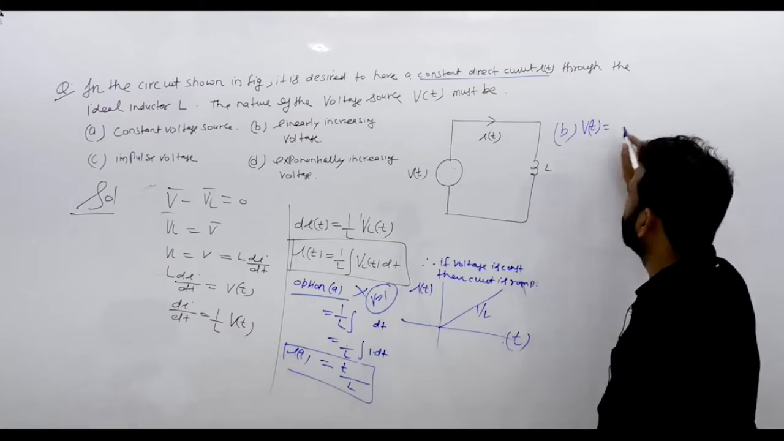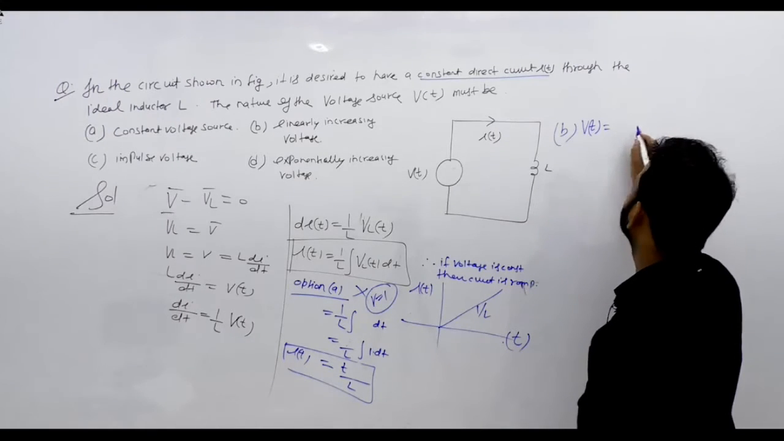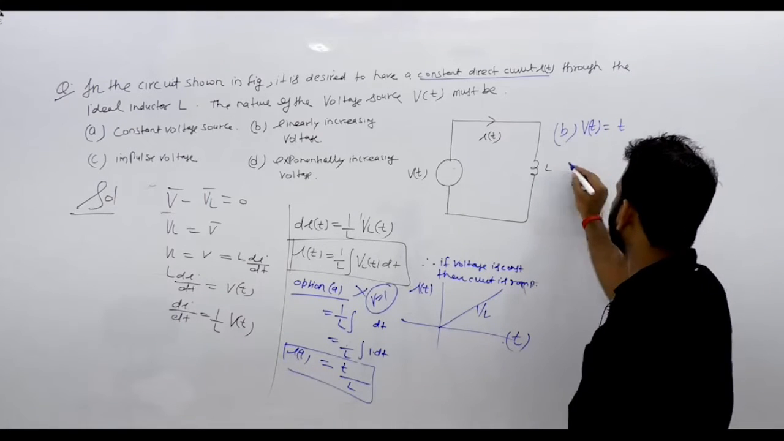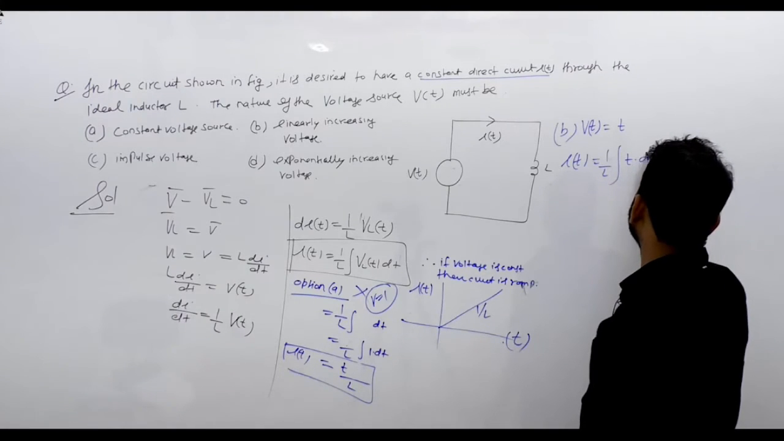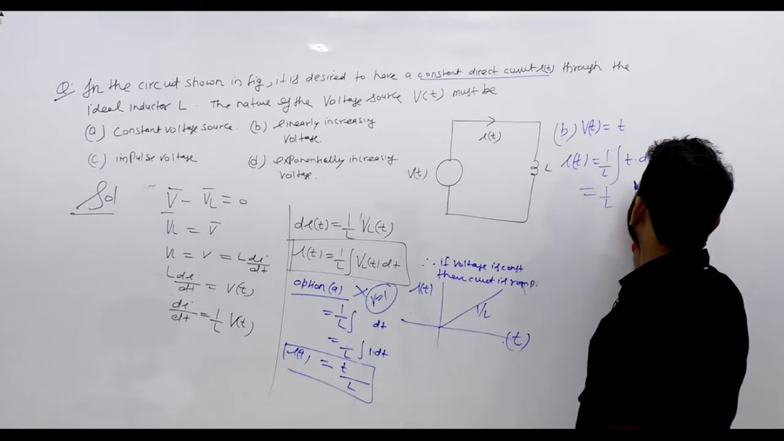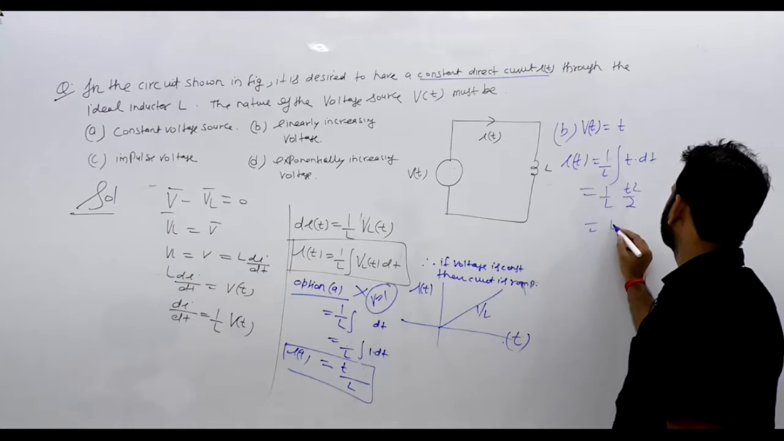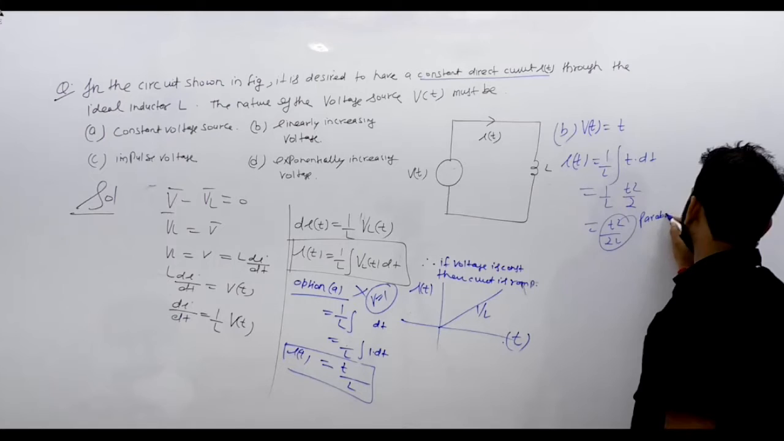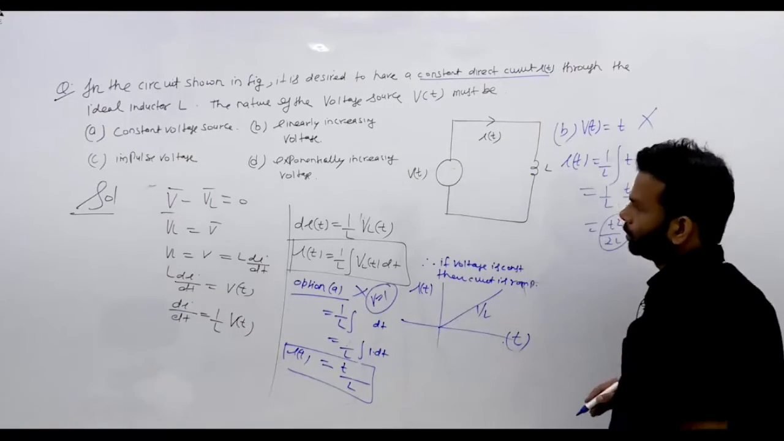Now, if you take linearly increasing voltage, just it is T, so T is greater than 0. If you put this value, IT equals to 1 by L integral T dt, because here V is this. Then you have 1 by L times the integration of T, that is T square upon 2. So it is T square upon 2L. So it is parabolic. And this is demanding again what? Constant current. So this is also wrong.